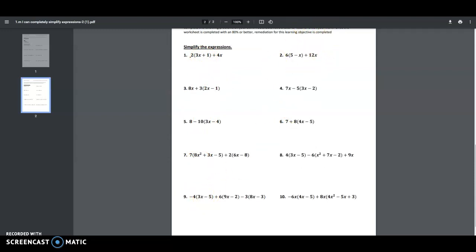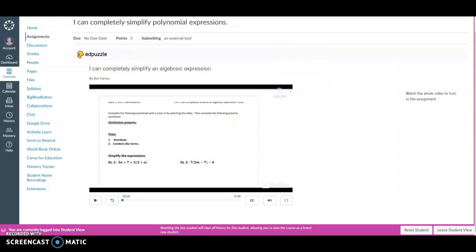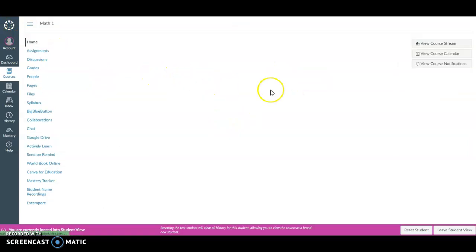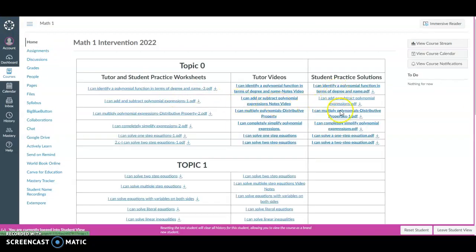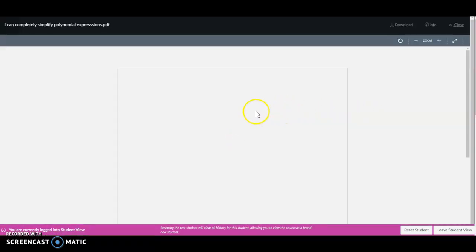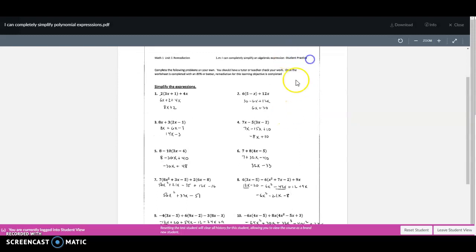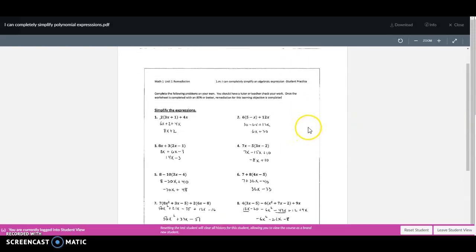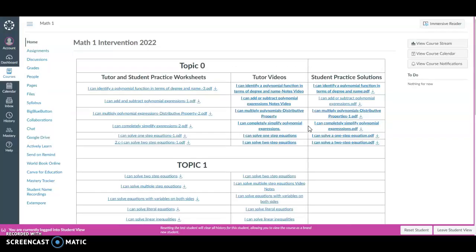And then if you go to Canvas, you'll notice that not only are the videos posted there, but the solutions to the student practice worksheets are there. These solutions are not posted for you to copy. They are posted for you to use as a resource to check your answers. And sometimes if you get stuck on a problem, use the answer to work backwards to try and understand.